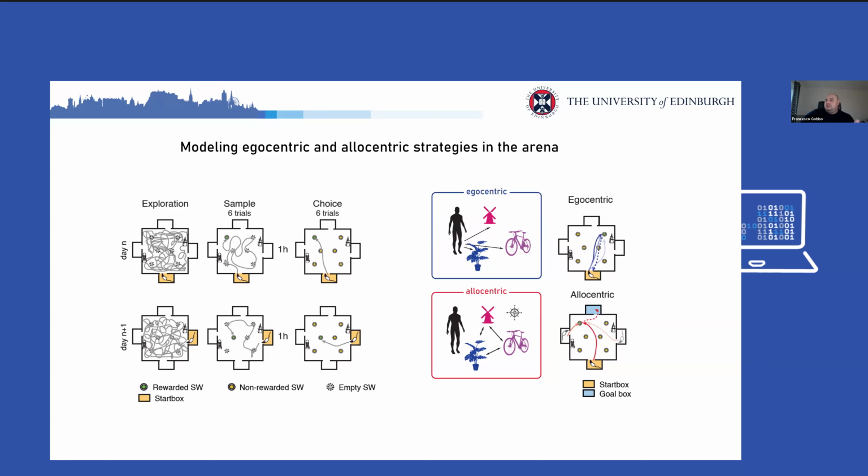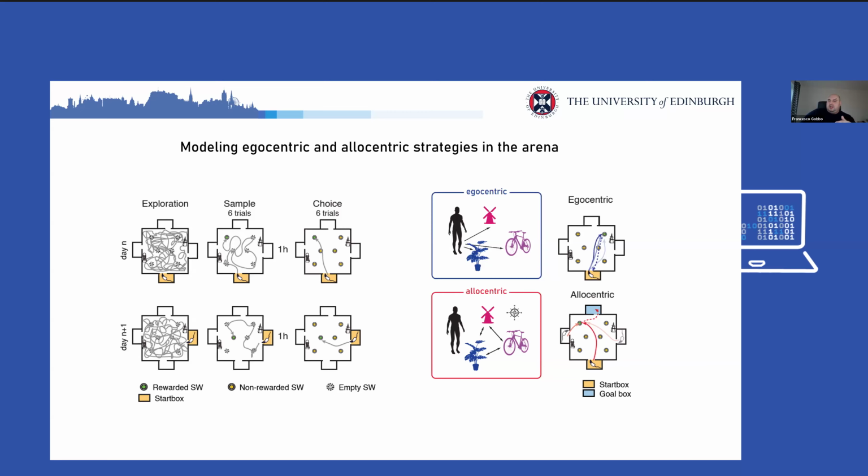For animals to use an egocentric strategy, for each session, we have animals starting always from the same starting point, or start box in this case, and essentially they go back and forth from the starting point to the rewarded well over and over, for a number of trials in the same session.